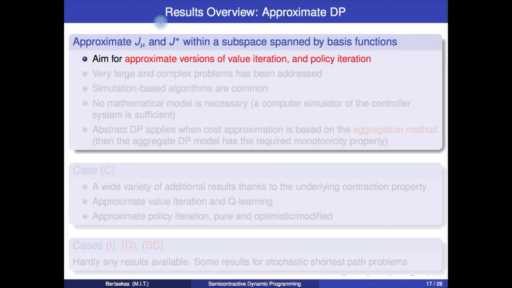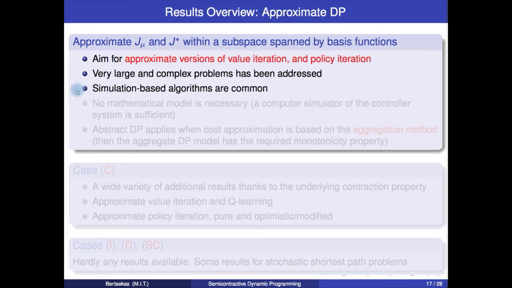Let us also mention approximate dynamic programming, a methodology that's at the forefront of current research. A principal application of approximate dynamic programming is in problems where the state space is very large, either finite but with a very large number of states, or infinite. A major approach here involves approximation of J mu and J star within a subspace that's spanned by basis functions. This may result in significant dimensionality reduction and makes algorithms such as value and policy iteration applicable. The approach here was to use approximate versions of value and policy iteration, and in so doing, very large and complicated problems have been addressed with considerable success.